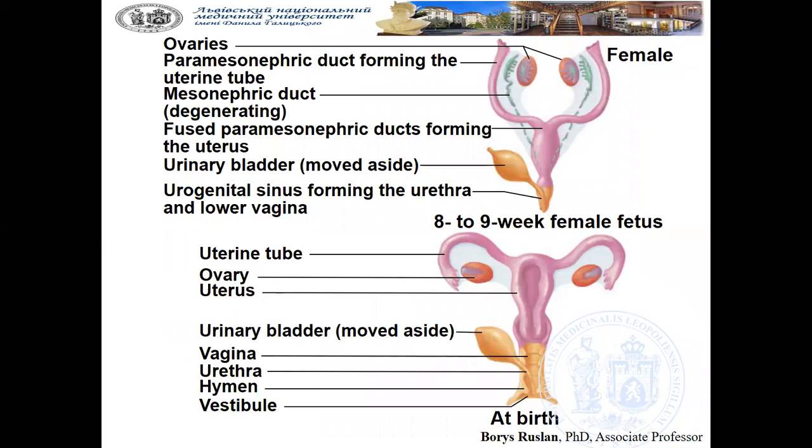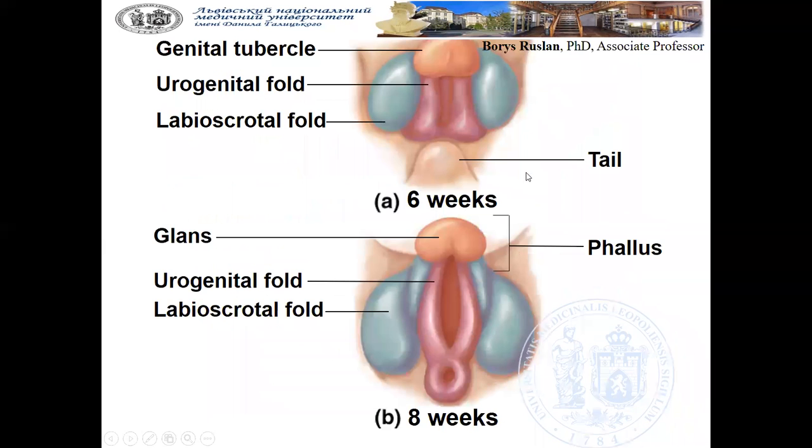And what about the development of the internal organs? In the female body, you can see from 8 to 9 weeks the female fetus, and at birth you can see the ovary, uterus, the vagina, everything. And this one is the development of the internal and external genital organs.